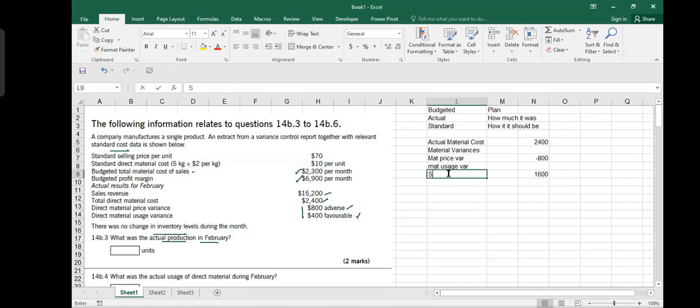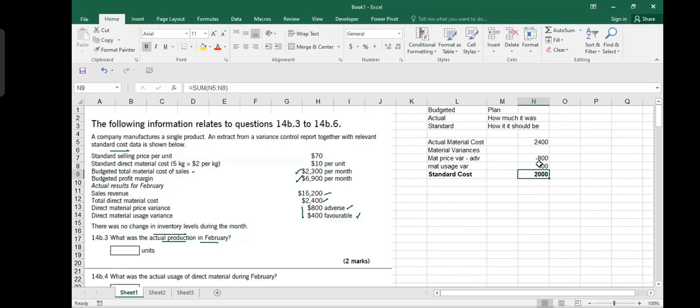This is my standard cost. Now I'll only keep one variance here just to make you understand. So now I say that my cost should have been 1,600, but it was 2,400. That's why it is an adverse variance. If I put a plus sign, then it is a favorable variance. Because your material price variance is adverse, you should put minus. Now it makes sense when I say that my cost should have been 1,600, but actually it was 2,400, and that is why it is an adverse variance. And this one will be 400.